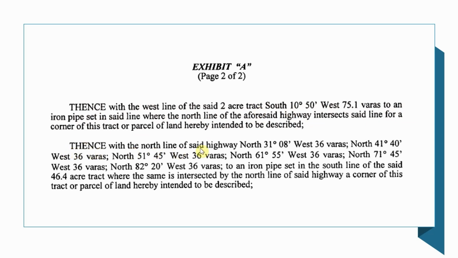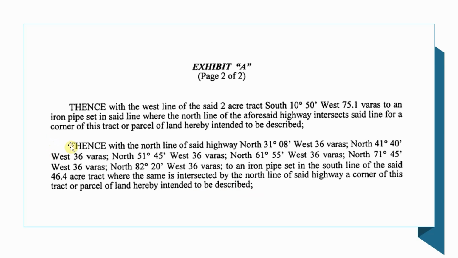Thence, with the north line of said highway, north 31 degrees 8 minutes west, 36 varas, north 41 degrees 50 minutes west, 36 varas, north 51 degrees 45 minutes west, 36 varas, so on and so forth, all at 36 varas, to an iron pipe set in the south line of the said 46.4 acre tract, where the same is intersected by the north line of said highway, a corner of this tract or parcel of land hereby intended to be described.